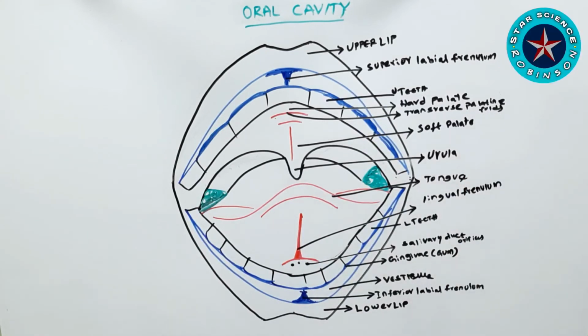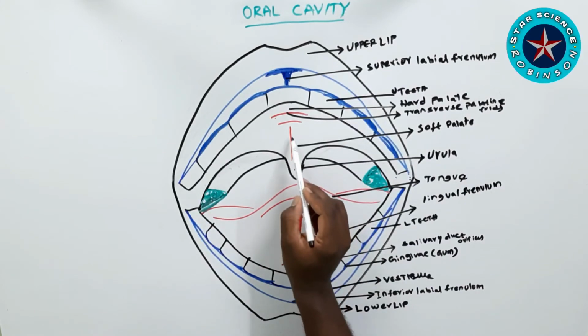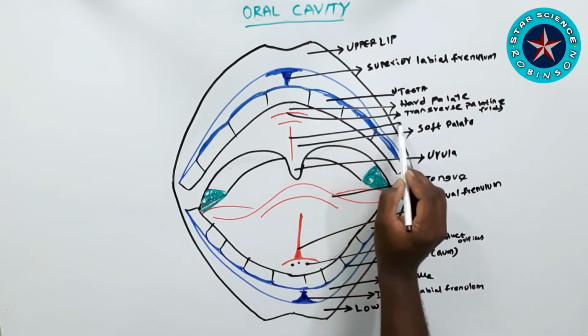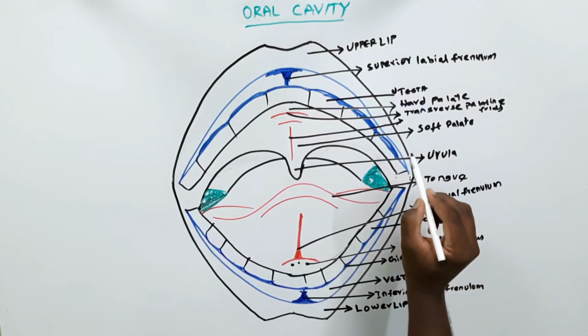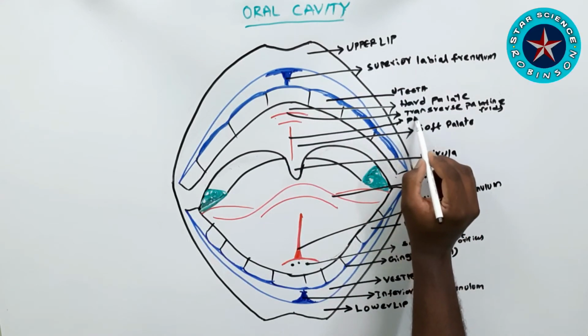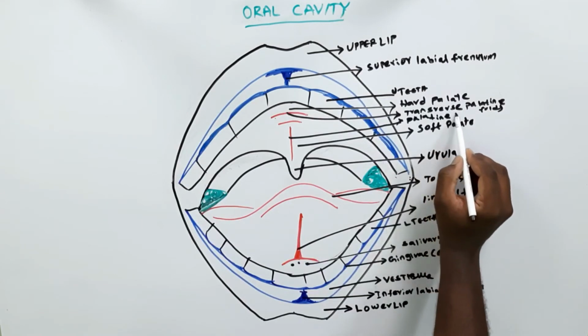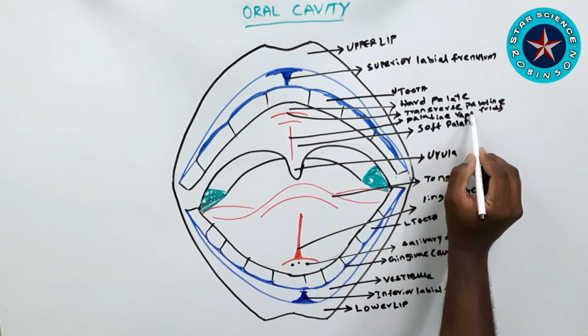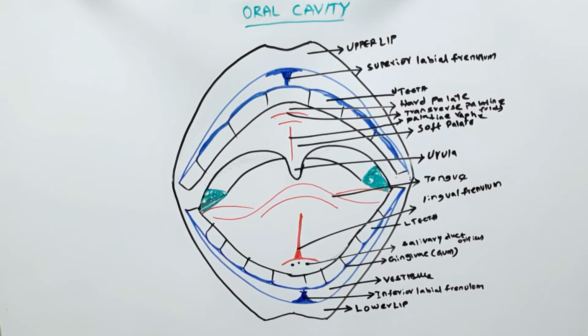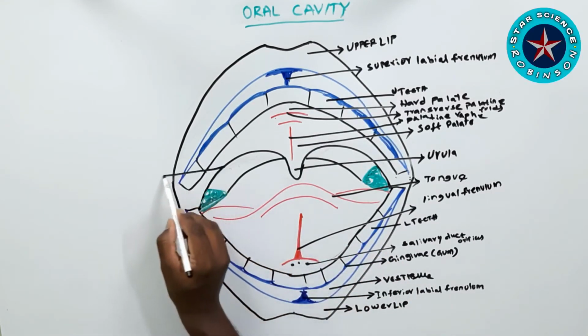And next we can see a line from the transverse palatine folds, that is from the hard palate to the soft palate, called the palatine raphe. So this is once again the line from your hard palate to the soft palate, from the transverse palatine folds, which is called the palatine raphe. So next we will move on to the next part of our lesson.